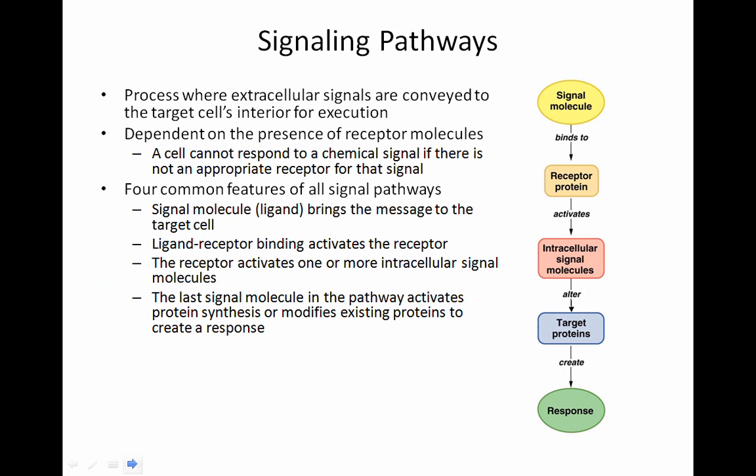Now the rule for pathways is pretty simple. It's a 5-step process. The thing that a signaling pathway is going to be dependent upon is the presence of the receptor molecule. If you don't have the receptor, you can't respond to the chemical.